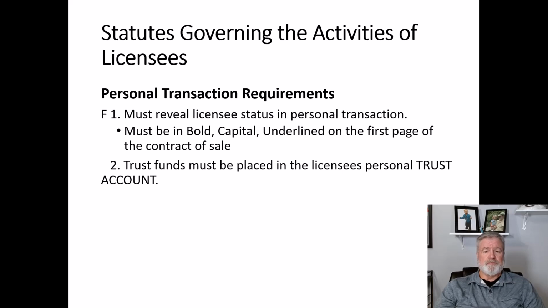Then in F2, it's just saying that any trust funds must be placed in the licensee's personal trust account. Obviously, if I'm a real estate agent and I decide to sell my house, could I sell it on my own without listing it through my company or any company? Yes. Anybody can sell their own home by owner, right? Even if you're a licensee, you can do the same thing. But what it's saying is, if you are a licensee and you're going to require that buyer to put up earnest money, then you must have your own personal trust account to hold that money in.